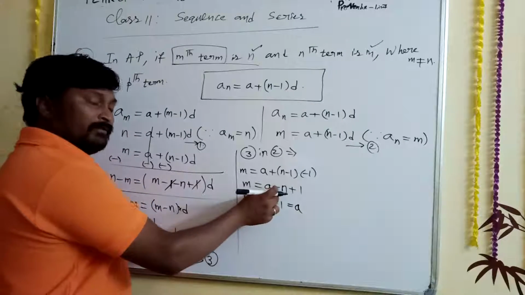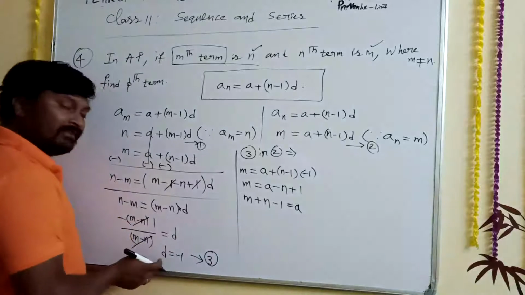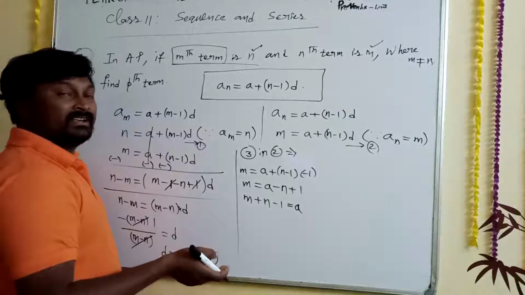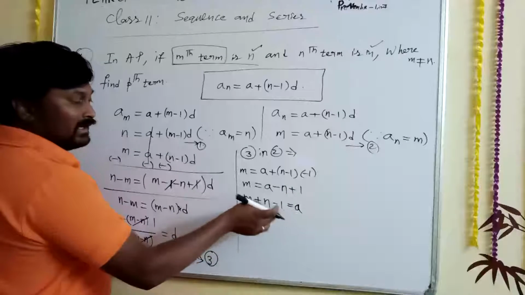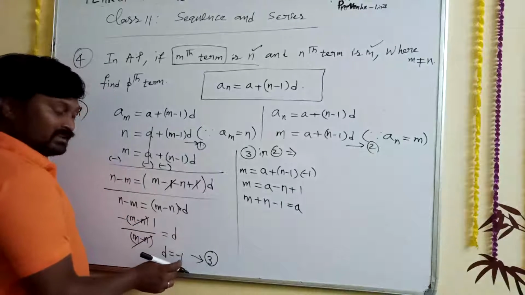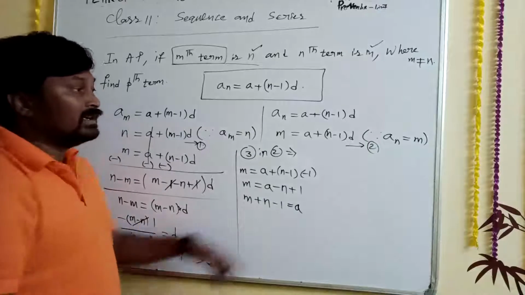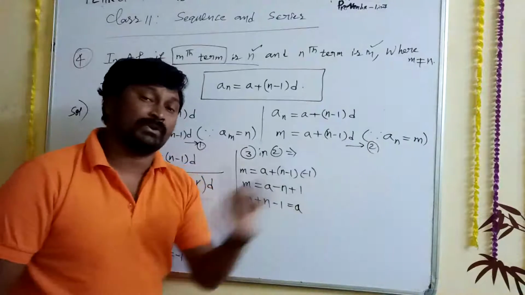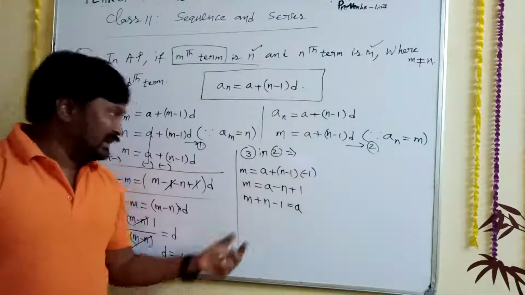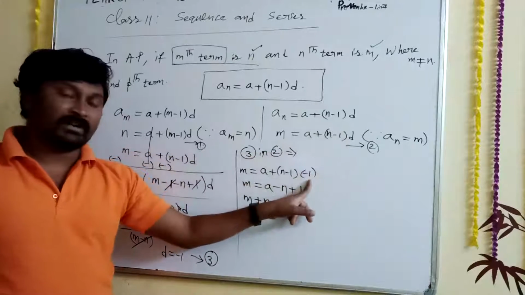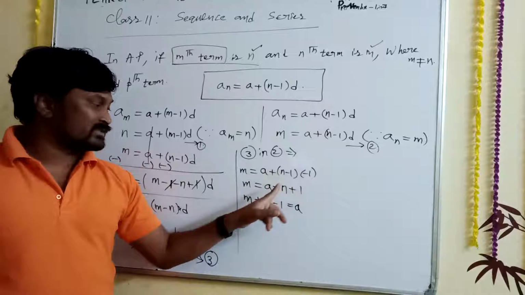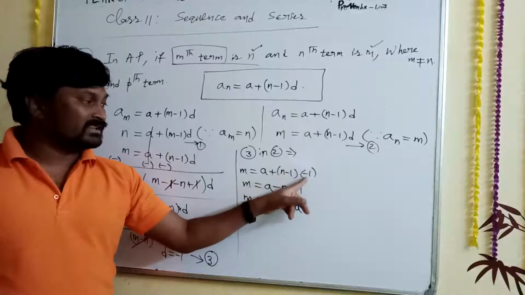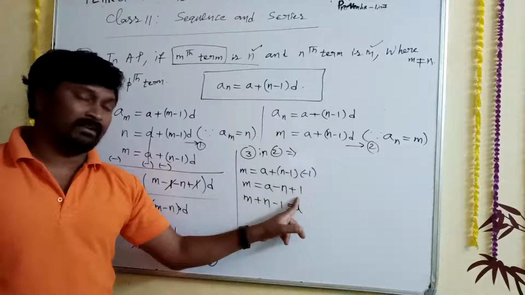Clear? So we found now the a value and b value. Then finding the fifth term is very easy. So now here, how do we get a? Just substitute d is equal to minus 1 in this equation number 2. So wherever d is there, substitute minus 1. Then a plus n into minus 1, that is minus n, and minus into minus is plus 1.